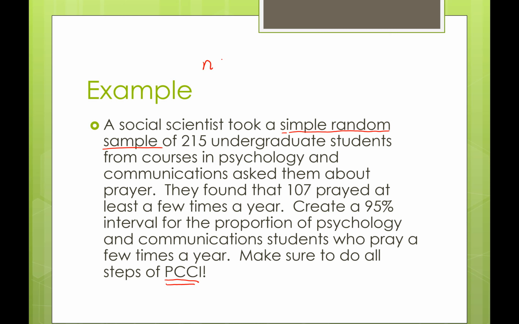So I'll just do the n times p hat, and then I'll leave it to you to check the other one. So if I do n, we got 215, and our p hat is 107 over 215, so this makes the math really easy. 107 is greater than 10. And actually, if we can just do the other one, 1 minus p hat, so 215 minus 107, let's see, that'd be 108.